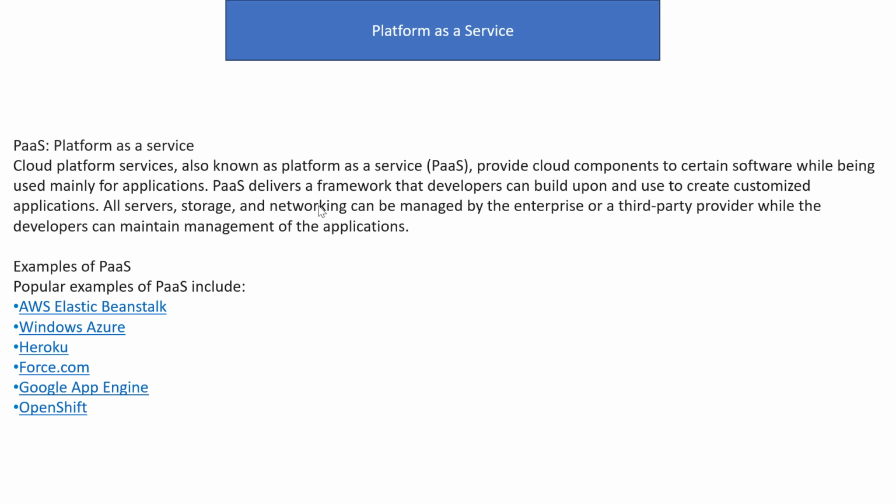What do they get? They get the infrastructure, the operating system, and the development environment on which they can build the application. As we have already discussed, AWS and Azure provide infrastructure as a service, and they also provide platform as a service. Understood? So we have AWS Elastic Beanstalk, Windows Azure, Force, Google App Engine, and OpenShift. They provide you platform as a service.